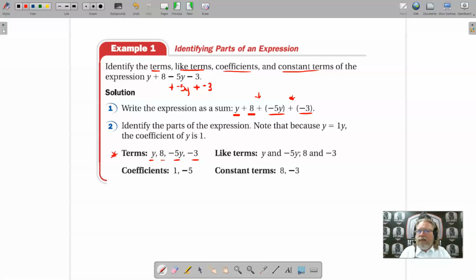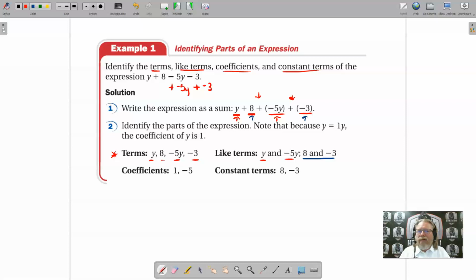What are the like terms? Well, remember, for like terms we have to look for identical variable parts. Here we have a term of y, and here we have a term of y. So the like terms are y and -5y. And then likewise, we also see a +8 and -3. These are constants. So 8 and -3 are like terms.